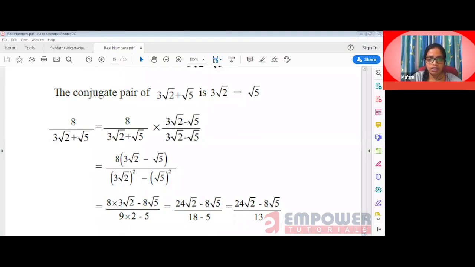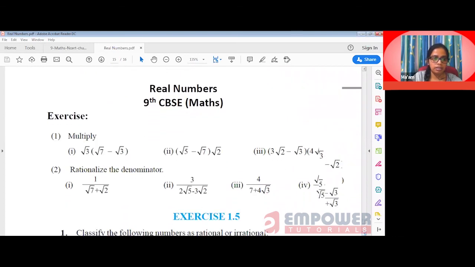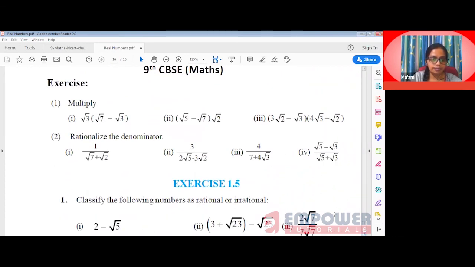Okay, just do it fast and solve the first example. Now this one, just tell me the answer of this. This one you have to solve. You have to rationalize the denominator of this one. So see, you have something like this. Now you need to rationalize this. So you need to find out the conjugate pair of this number. So what will be the conjugate pair?